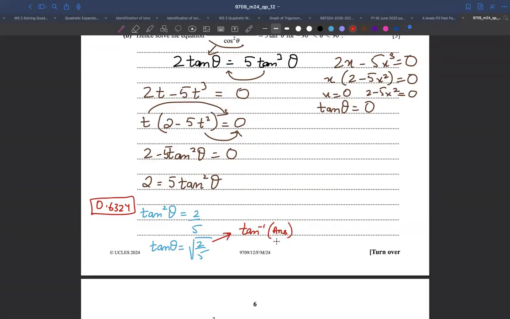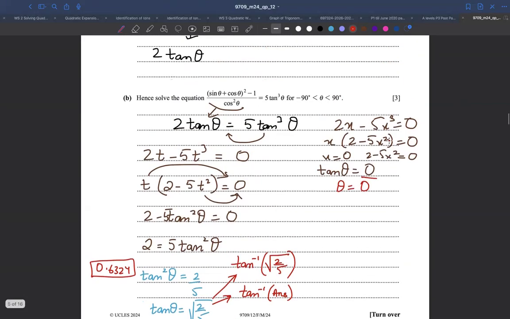Do it like this. Or if you can't do that, then write tan inverse of root 2 upon 5 as it is. This will be even better. Okay. So shift tan inverse of answer. I'm getting 32.3. Now, I have my value of theta as 32.3. And one of the values of tan is 0. So tan 0 is 0. So one of the answers will be 0.